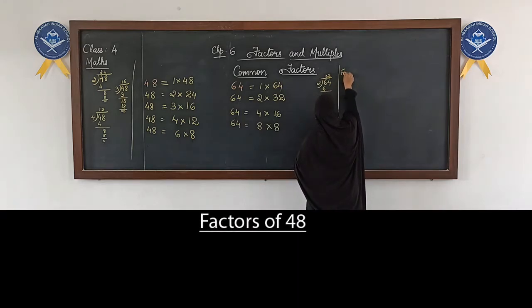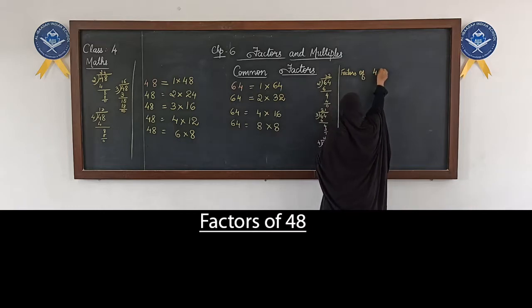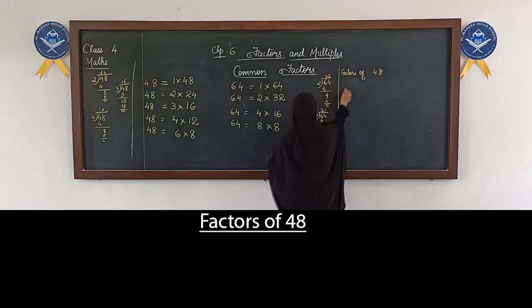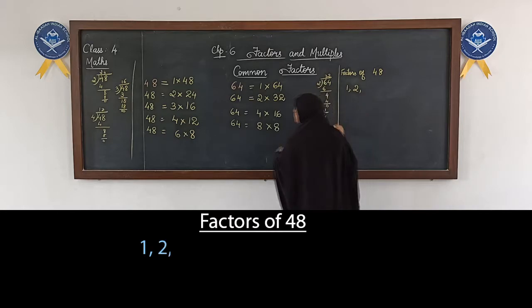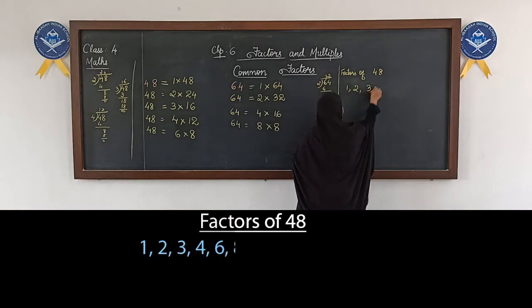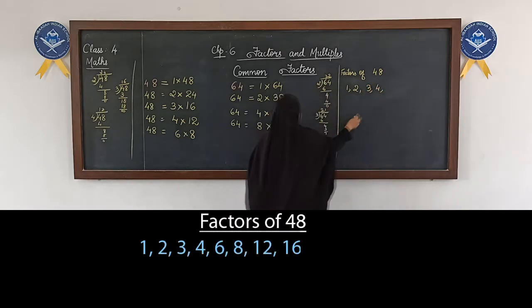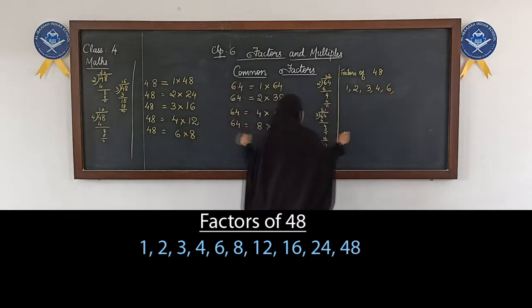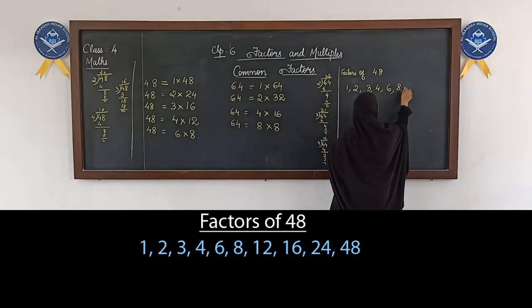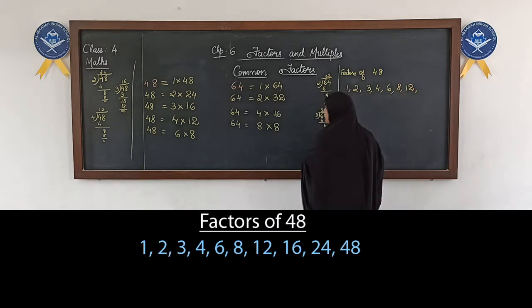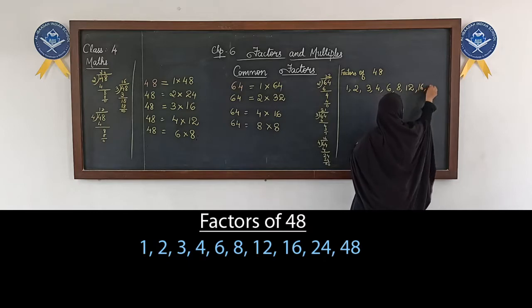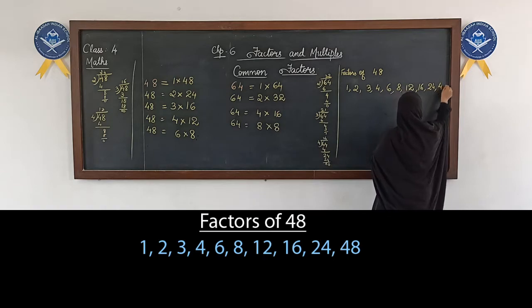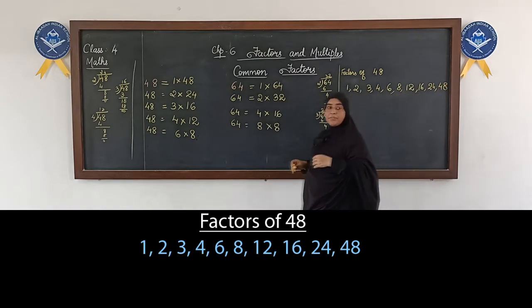So factors of 48. What are the factors of 48? 1, 2, 3, 4, 6. Okay, we have listed this side. Then we will go from here: 8, 12, 16, 24 and 48.